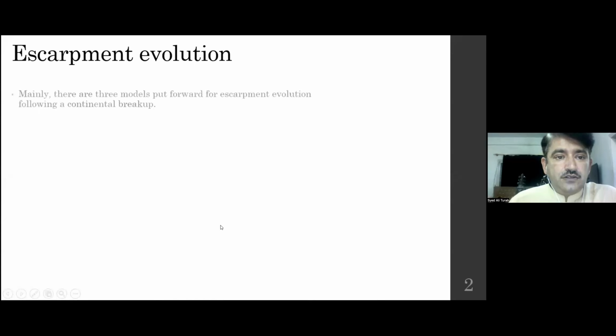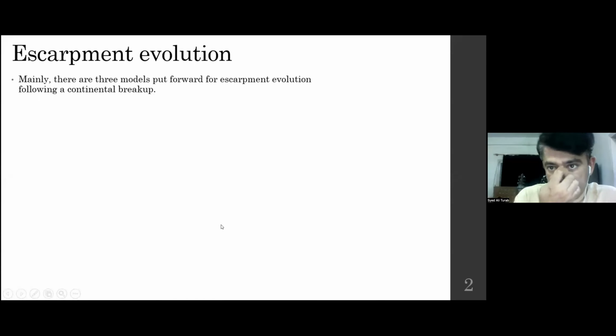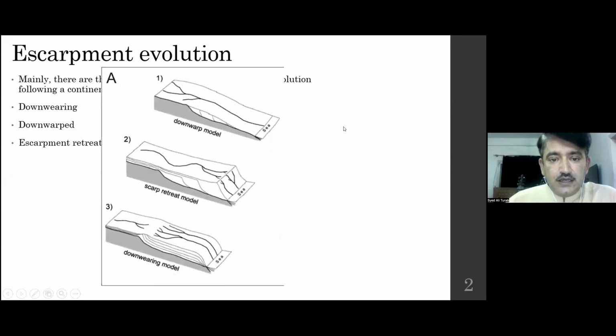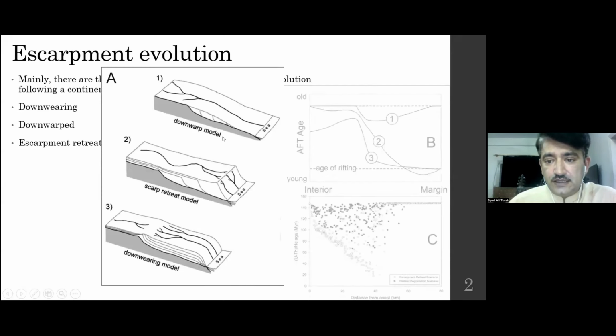To begin with, I would like to talk about the escarpment evolution models. Mainly, there are three models put forward for escarpment evolution following a continental breakup. They are down-warping, down-wearing, and escarpment retreat. This figure shows a block diagram of these three models, where the thick line shows the present-day topography of the escarpment.